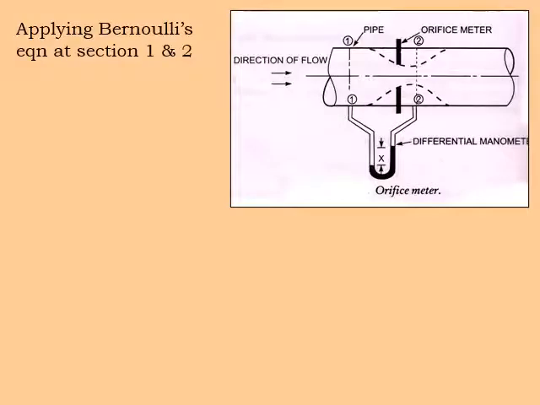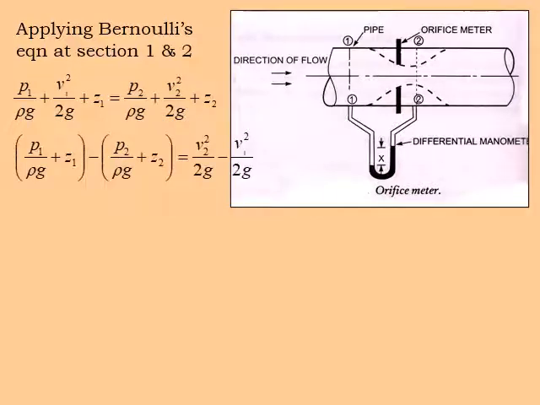Now applying Bernoulli's equation at sections 1 and 2, the Bernoulli's equation is P1 by rho g plus V1 square by 2g plus Z1 is equal to P2 by rho g plus V2 square by 2g plus Z2. Now we can arrange this as P1 by rho g plus Z1 minus P2 by rho g plus Z2 is equal to V2 square by 2g minus V1 square by 2g.